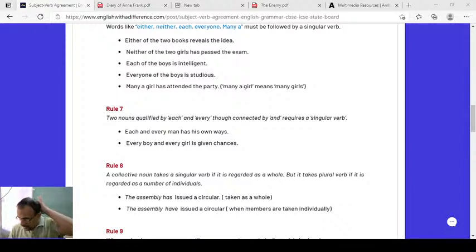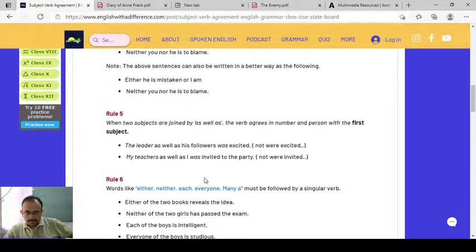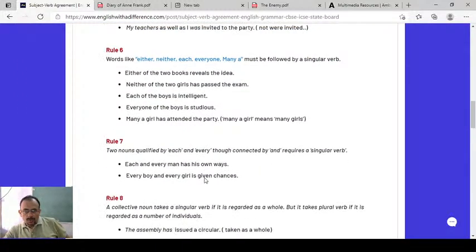Okay, so today we are going to continue our topic on subject verb agreement. So let's get started. Here you see till rule 5 we explained. Now rule 6 you see. What is rule 6? Words like either, neither, each, everyone, many must be followed by a singular verb.